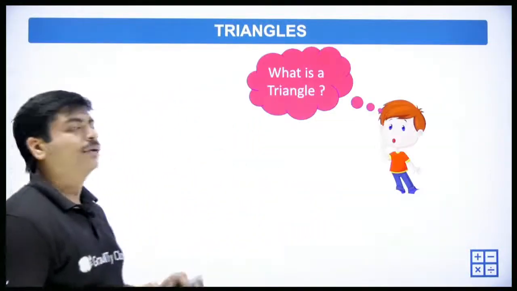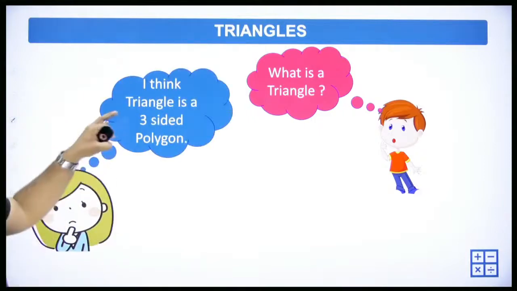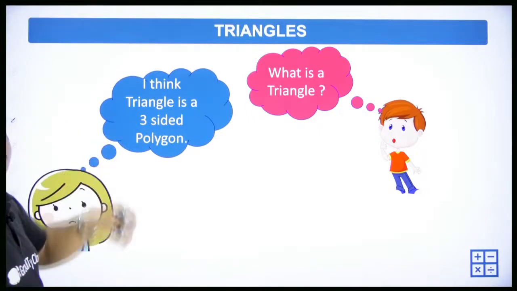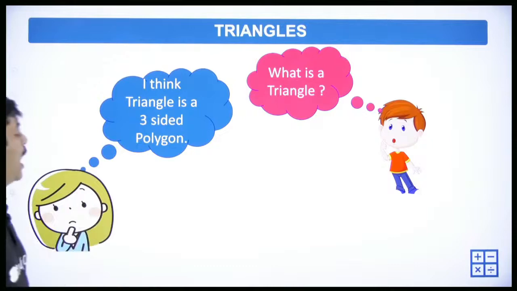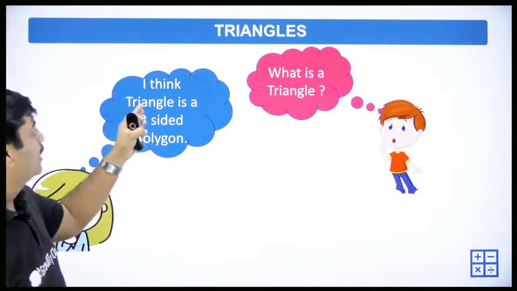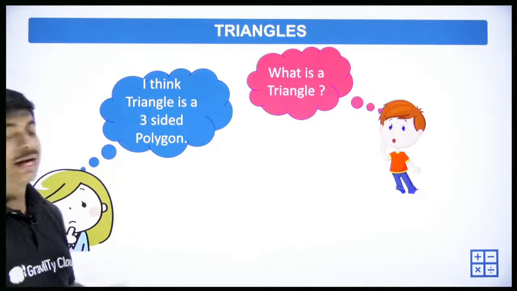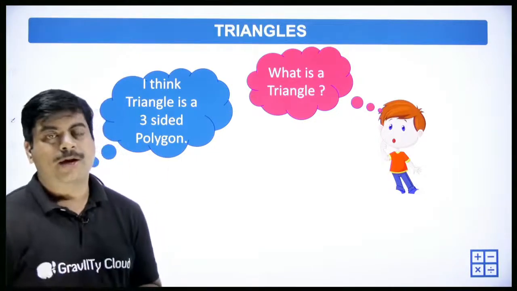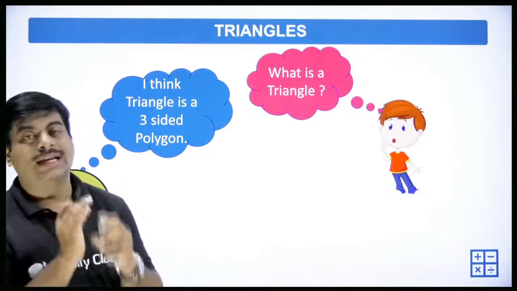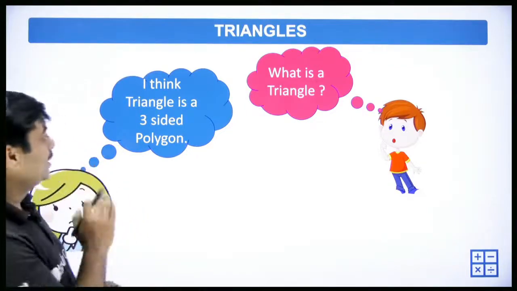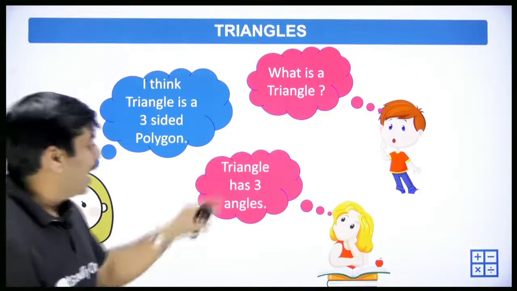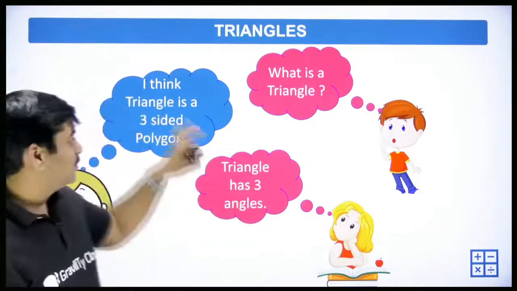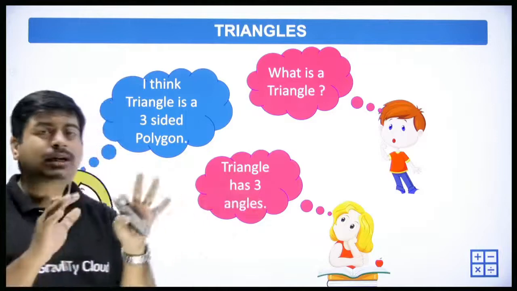Let's start today's session. So first of all, let us try to see what is a triangle. Is a triangle a three-sided polygon? I told you in the last class that a polygon is a closed figure with all the line segments, right? So is it a three-sided polygon? Triangle has three angles. Triangle has three sides. So are these all correct?